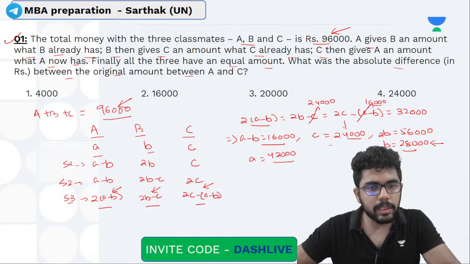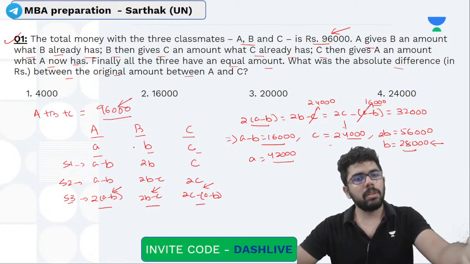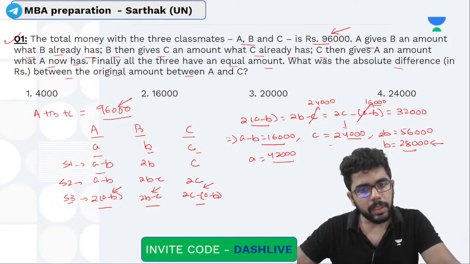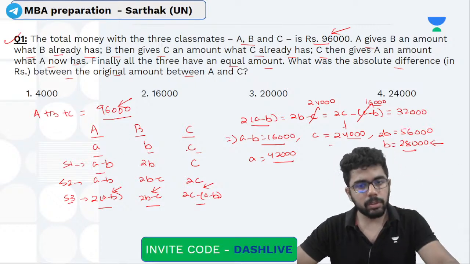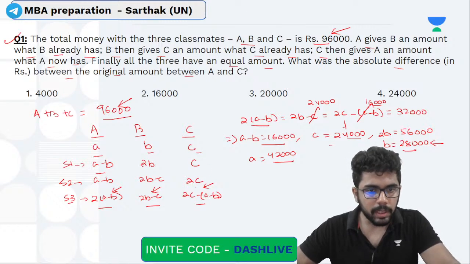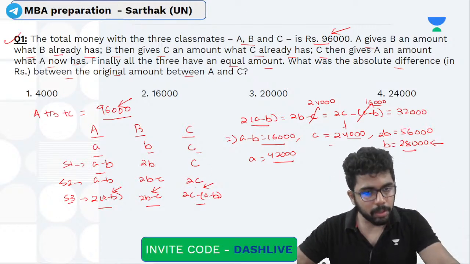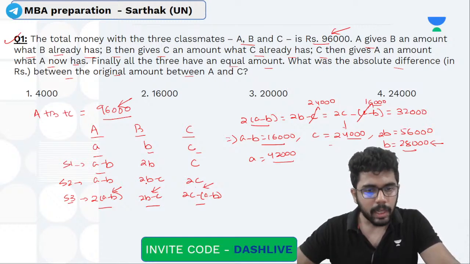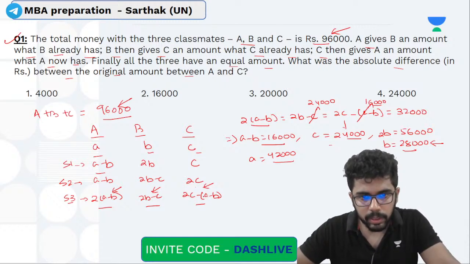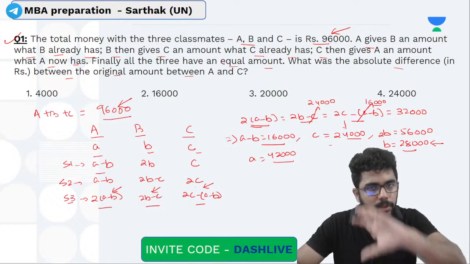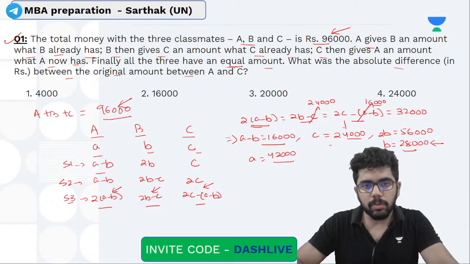Let's take A, B and C. First A gives B, doubling B's amount, so that becomes 2B, and A has A minus B. Then B gives C, doubling C's amount, so C now has 2C and B has 2B minus C. And C is giving A what A now has, so 2A minus B, A doubles, and this is 2B minus C, this is twice of C minus A. Now these three amounts are equal because after all this has happened, all have an equal amount.